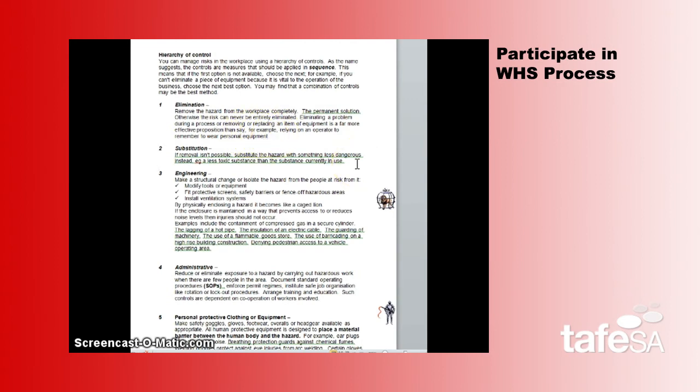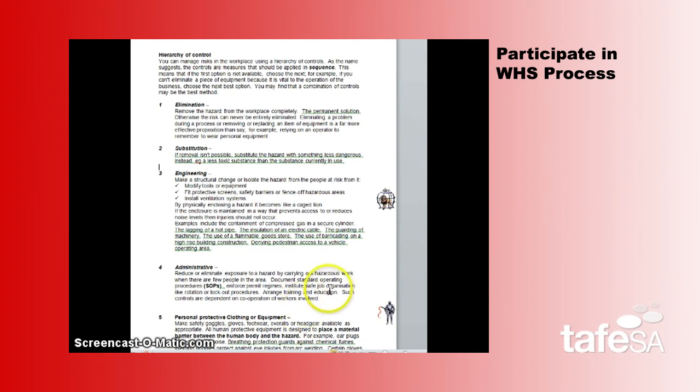You may then need to organise a substitution. So in this instance, the person might be better off using a ladder. But as you can see, this person is also lifting at great heights, so that might also require some engineering to ensure that the filing is done at lower height. Another thing that you might want to look at is an administrative control, that is, educating your staff on the proper procedures for manual handling.